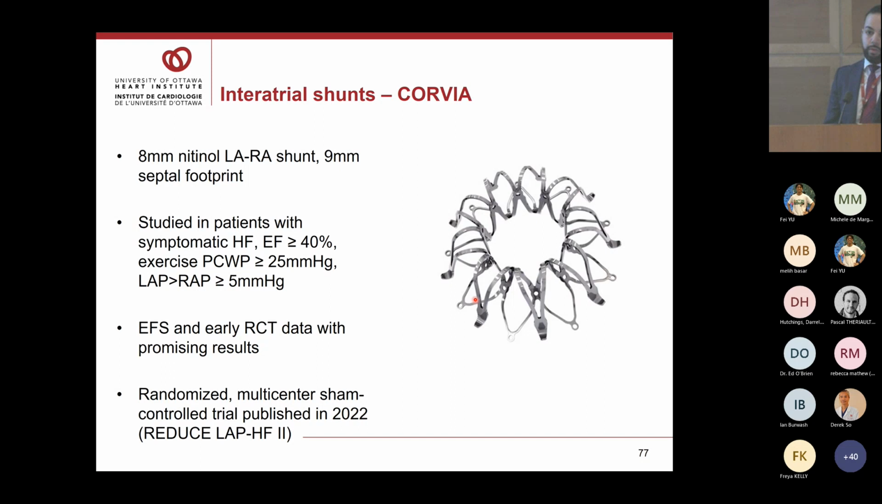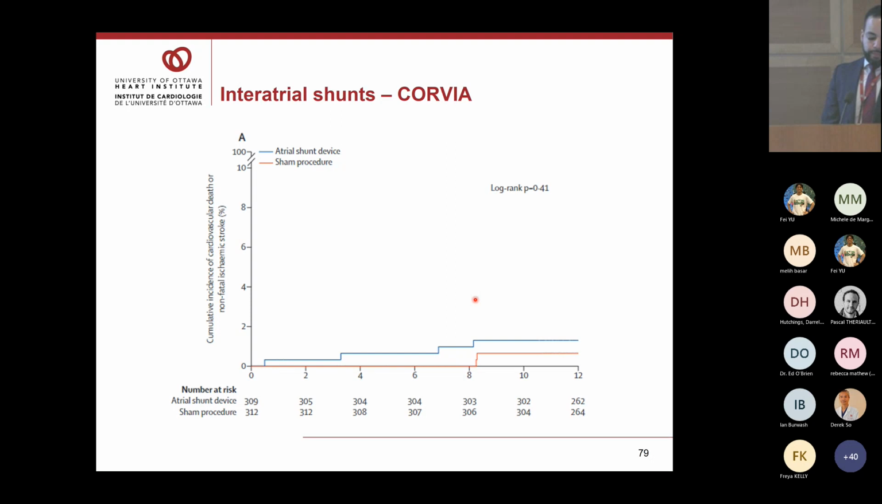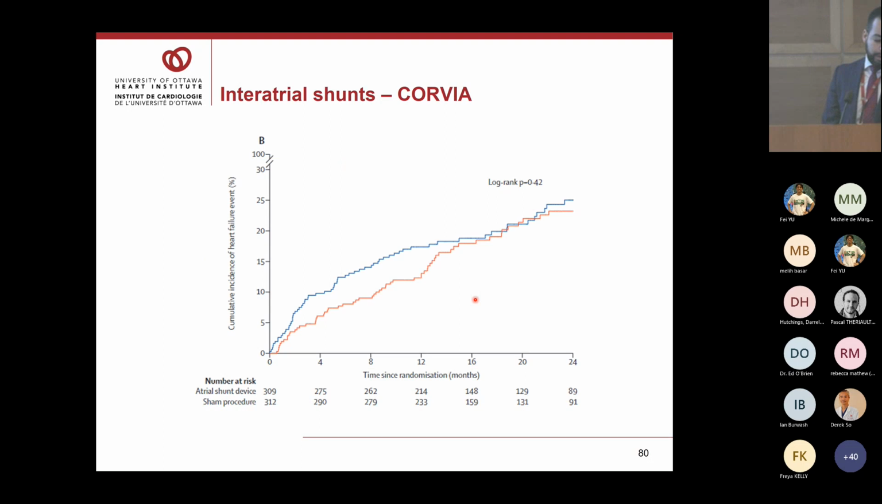So they studied it in a randomized control trial, REDUCE LAP-HF II, which was published in 2022. They took 626 patients and randomized them to either the atrial shunt device or a sham procedure. Their composite endpoint was CV death, ischemic stroke, and heart failure events at 24 months, as well as KCCQ score. And they actually didn't show a difference in their composite endpoint or in incidence of heart failure events, granted that they had a very low event rate in this study. Less than 2% of patients had events, so with 600 patients alone, it would have been impossible to show a difference.